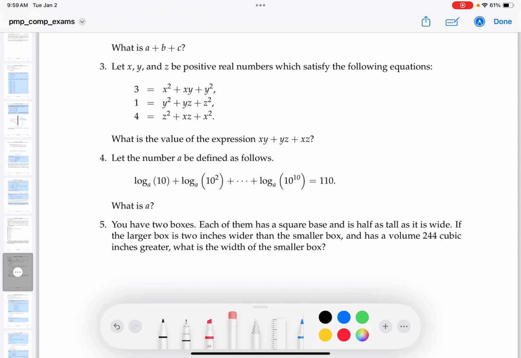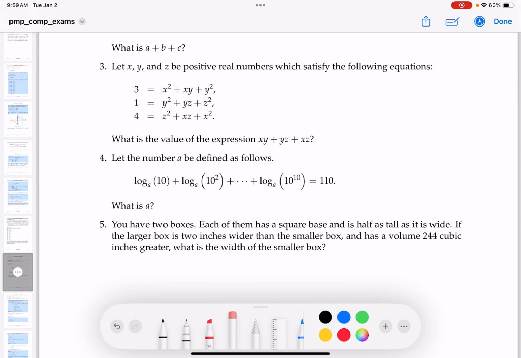Okay, for number 3, it says let x, y, and z be positive real numbers that satisfy the following 3 equations, by the way. Now the question is what's the sum xy, yz, and xz? So I guess you could solve for x, y, and z and then just multiply it out and add it together and get this thing over here, but I think it might be an easier way of doing it.